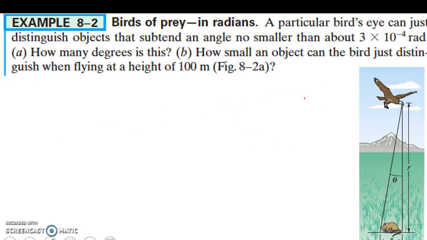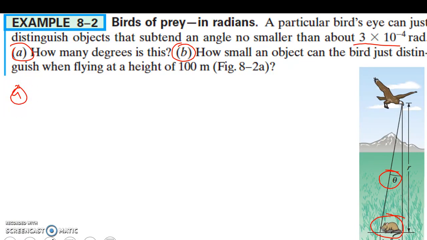Alright, here's one that is a little bit useful. So you got a bird of prey, and it's looking at an object down. Now we know that this angle that it can vision is 3 times 10 to the negative 4 radians. So first off, let's put it in degrees so we can get a feel for what that looks like. And then how small of an object, or how small of a mouse in this case, can our bird of prey see? So how many degrees is this?